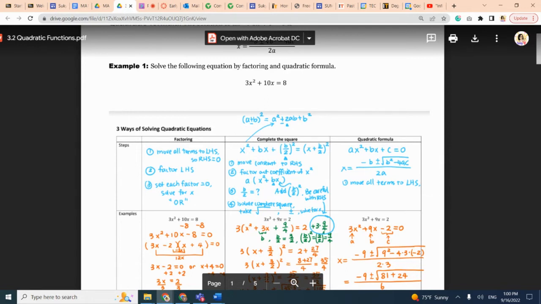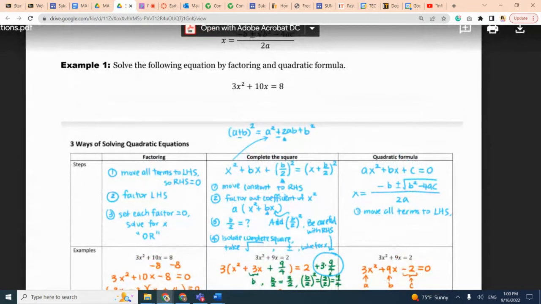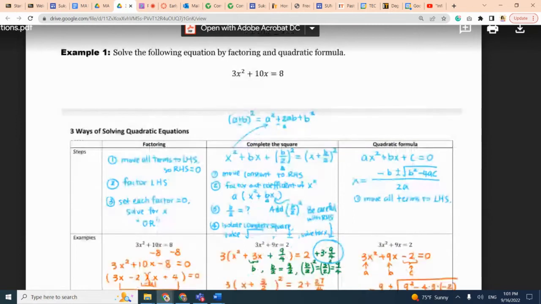Okay, then you don't need to learn this method. Because in calculus 1 and other higher math, you might need the completing the square method. But in general, if this is your final math course, then you don't need to know this method. Okay, so let's look at each of them.